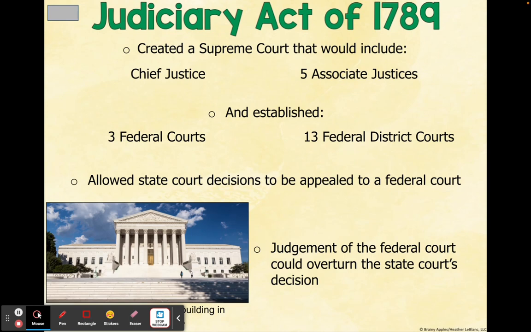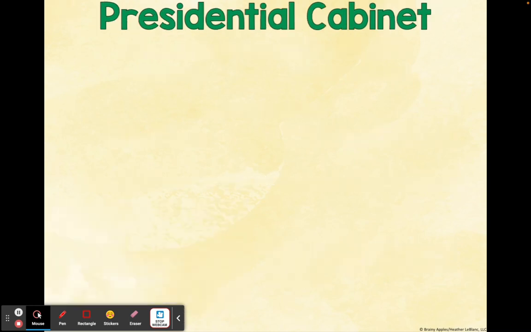So the Supreme Court, when you see that word supreme, just think of it as like the highest court of the land. Everything in all of our court systems, we have state courts here in Massachusetts, but then there's also federal courts under the United States government, but the Supreme Court is all the way at the top.